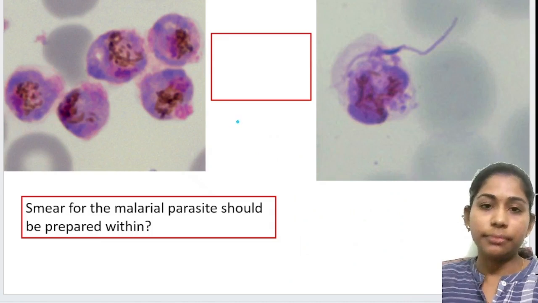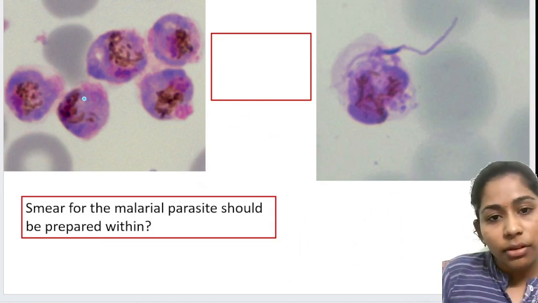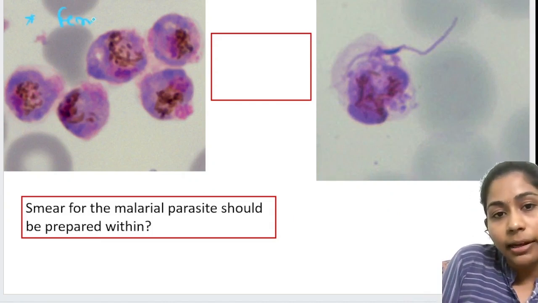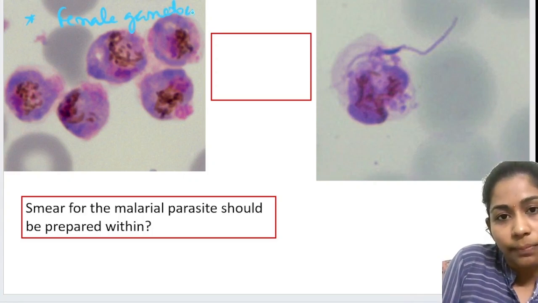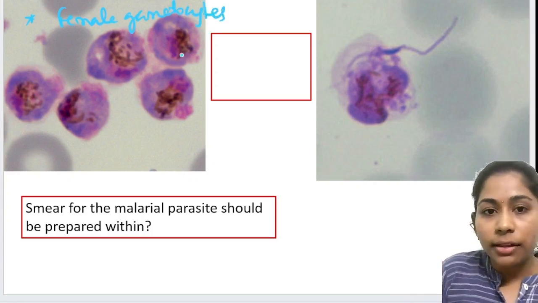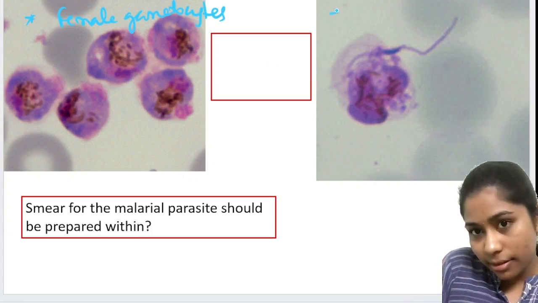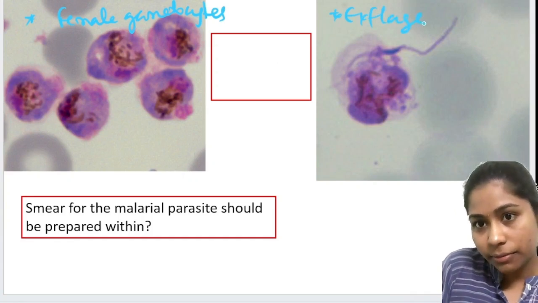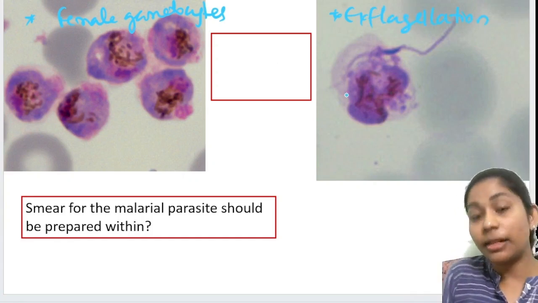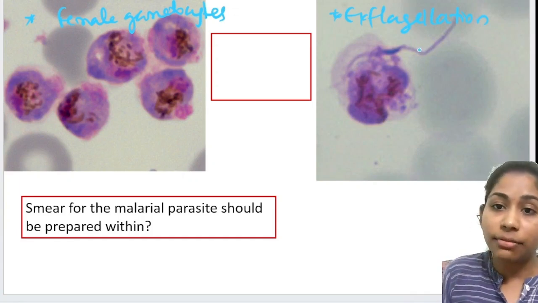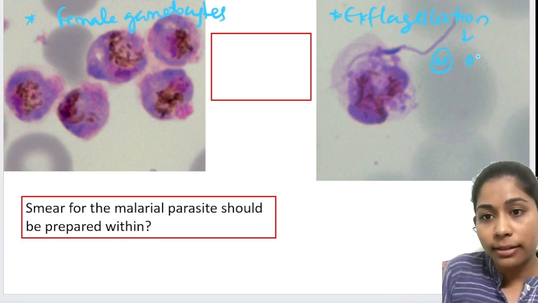Next one. What are these? They look very degenerated, and we are not identifying what this is. Let's say these are the female gametocytes of Plasmodium falciparum. They are not sausage shaped, they are a little degenerated, but these are female gametocytes of Plasmodium falciparum. And what is this? Yes, you are correct, this is exflagellation. These are microgametocytes producing flagella-like things. Where should exflagellation normally happen? Normally it occurs in the mosquito.